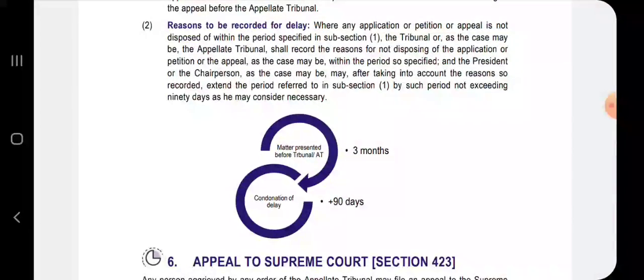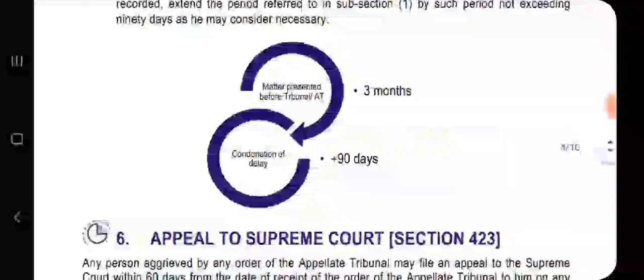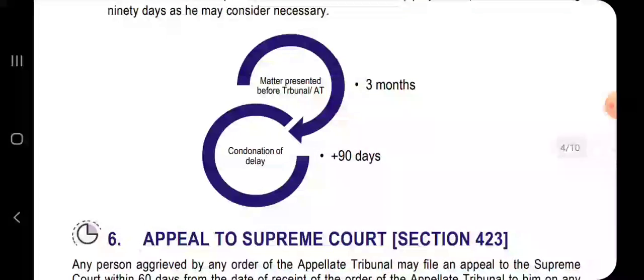See this diagram, you can easily make out. Matter presented before tribunal or appellate tribunal, this has to be disposed within 3 months. But there can be a condonation of delay up to 90 days, wherein the tribunal or the appellate tribunal has to record reasons for delay in writing. Hope this is clear to you.